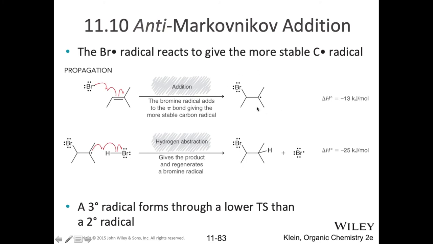Okay, and of course then in the second step of propagation, this radical goes on to do a hydrogen abstraction to make the product that we see. And of course we yield another bromine radical to repeat the chain reaction. But the important thing to see here is this is why we get that anti-Markovnikov product, right? So what's the difference here between this mechanism and the hydrohalogenation reaction we've seen before?